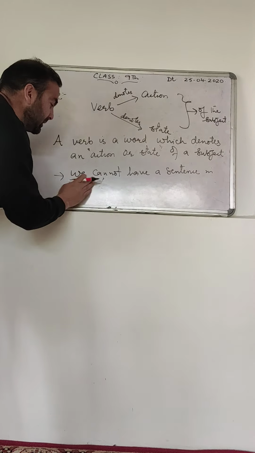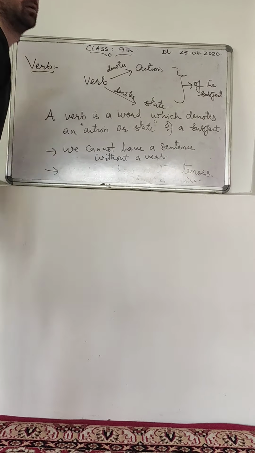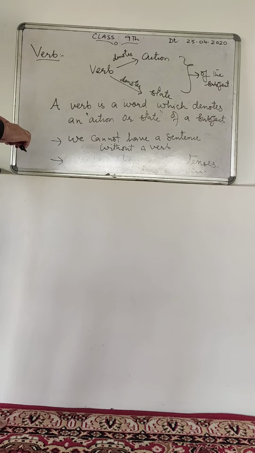Number two, the most important, verbs show us the tenses. That is important. Verbs show us the tenses in a sentence, with present tense, past tense, and future tense. Verbs show us the tenses, present, past, and future tense.